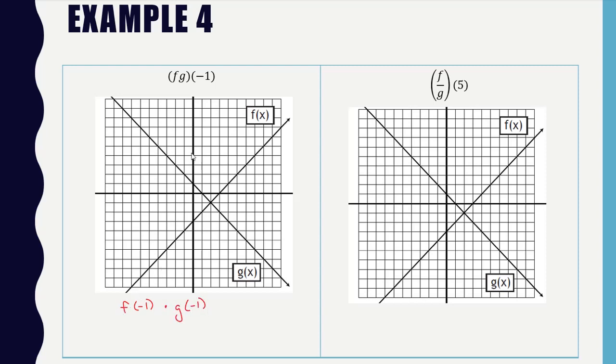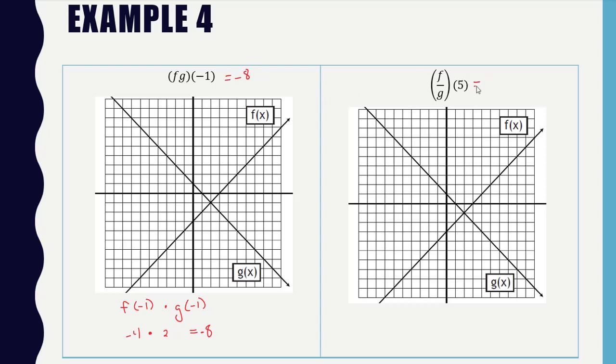So we need to look at these graphs and figure out, well, what is the value of f of negative 1. So here's our graph, f of x, and here's negative 1, right here, or when x is negative 1, and our height at that point is negative 4. It's going to be negative 4, and then g of x at that same point is actually 2. So negative 4 times 2 is negative 8. So that's what this is going to equal when we evaluate.